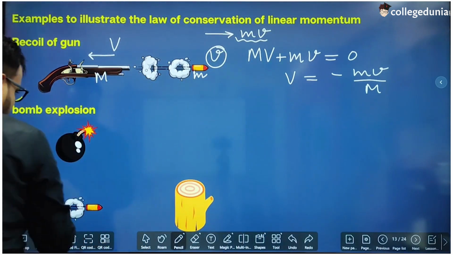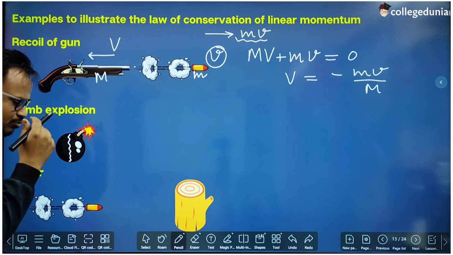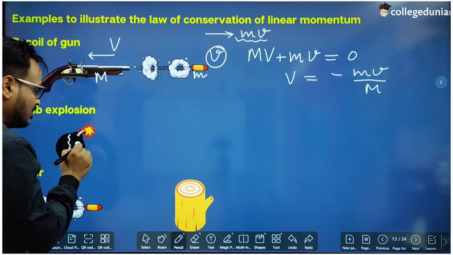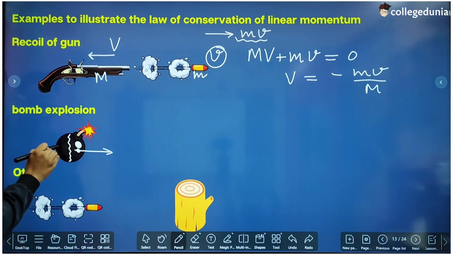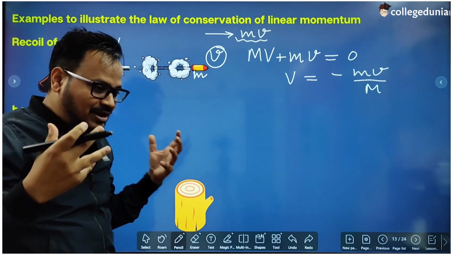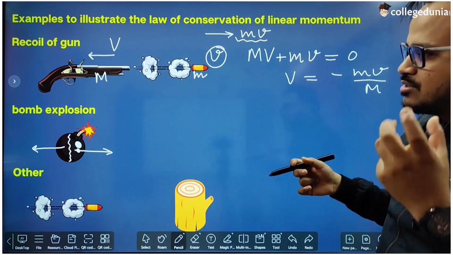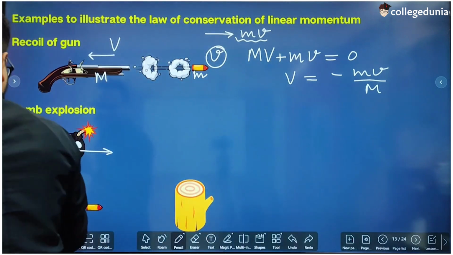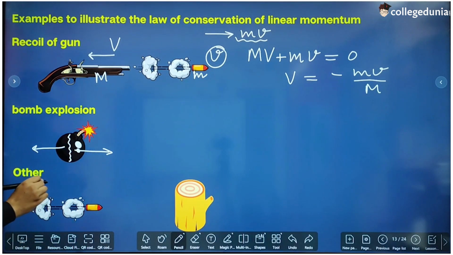Bomb explosion. Suppose this bomb explodes into 2 fragments. It can explode into 2 fragments, it can explode into 3 fragments. So you must have seen, have you seen the explosion of a bomb? We are not talking about a bigger bomb, we are talking about a small cracker. Just imagine and you will get to know the meaning. Suppose this bomb explodes and divides into 2 fragments.